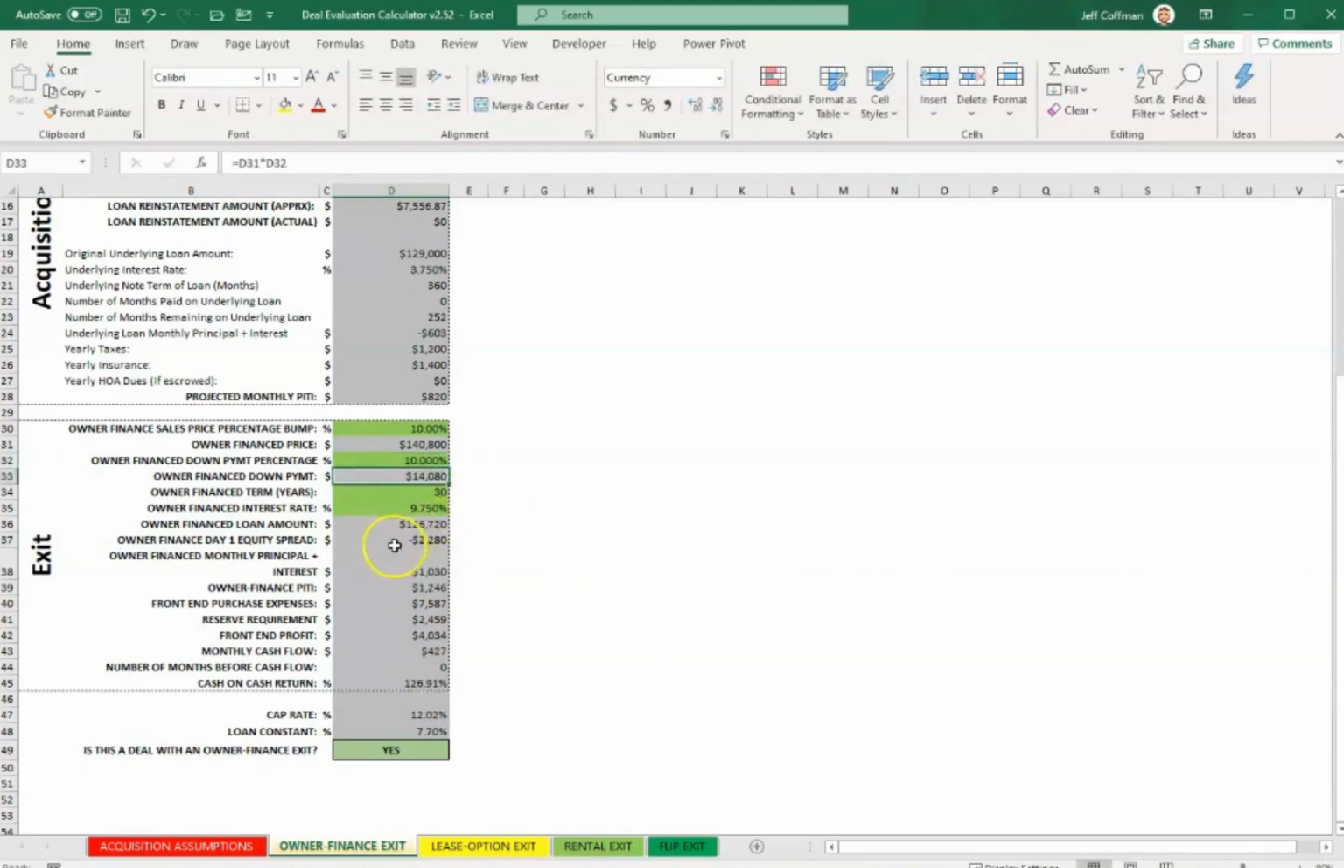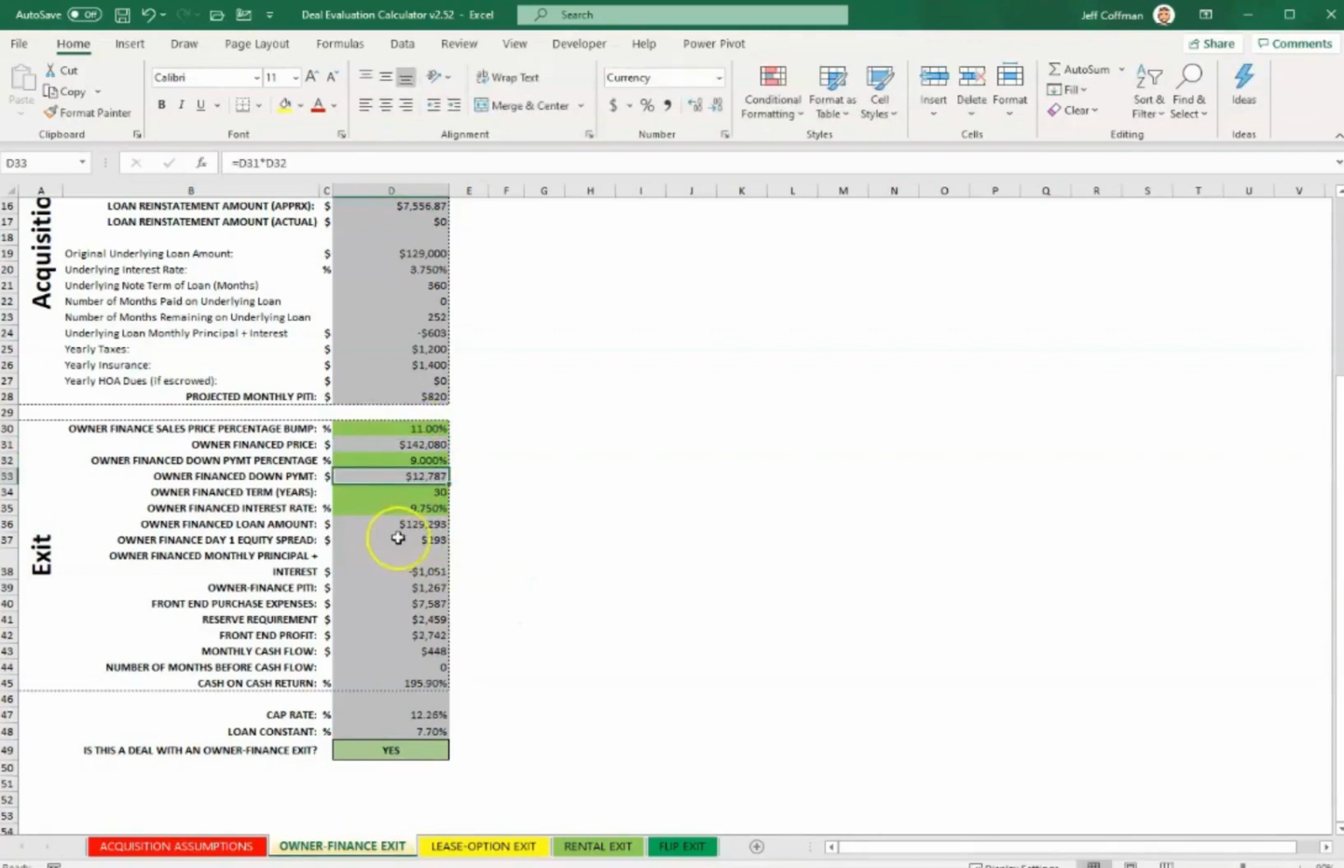I normally wouldn't want a negative equity spread here. And what's going to happen is the more that I increase my down payment size, it's going to make that spread even larger because they're actually paying down the principal to me. So what I'll do here instead is I'll bump my owner finance sales price to say 11%. That drops it down even further. And I may even drop this down payment amount to say 9%.